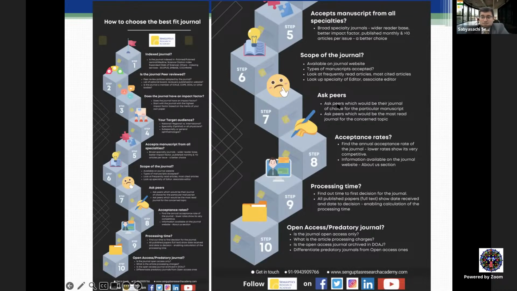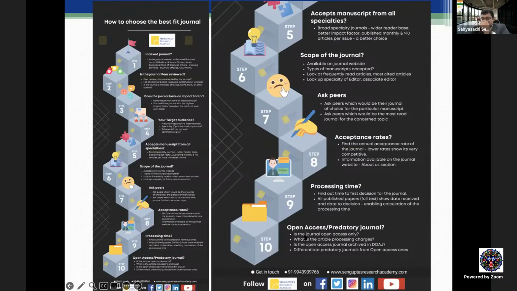Then you can ask your peers or sometimes your seniors, what would be their journal of choice for a paper like this? What are the acceptance rates of that journal? It will usually be there in the About Us section. Then what is the processing time? Does it take too much time? Again, it should be there in the About Us section, that is the turnaround time. Or you can look at some full texts, and on the first page at the bottom, you will see date submitted, date accepted, and date published. That will actually give you a timeline, and you can find out how much time that journal takes.